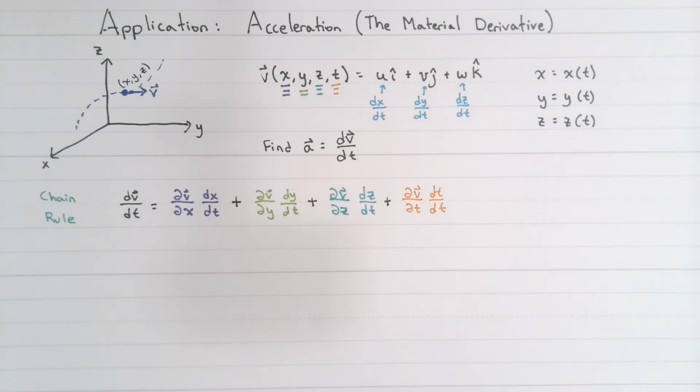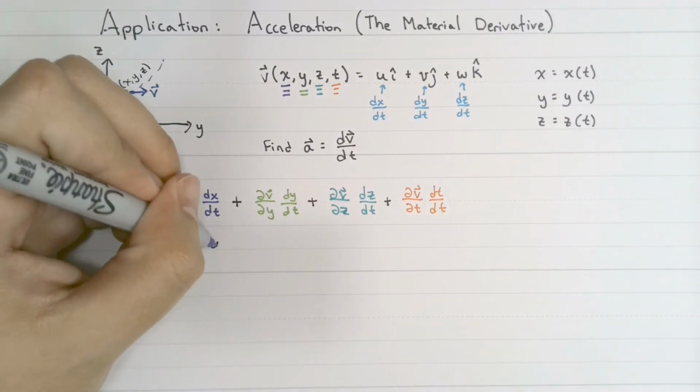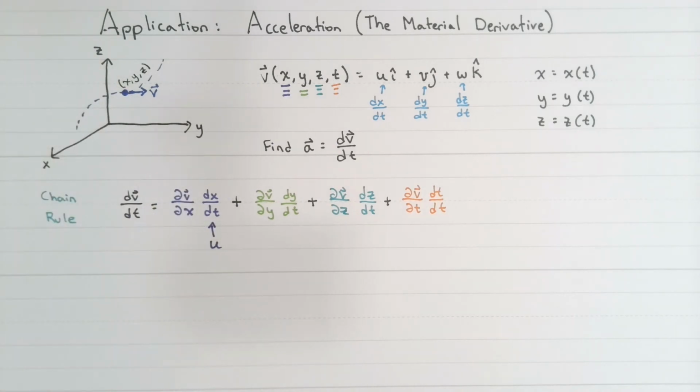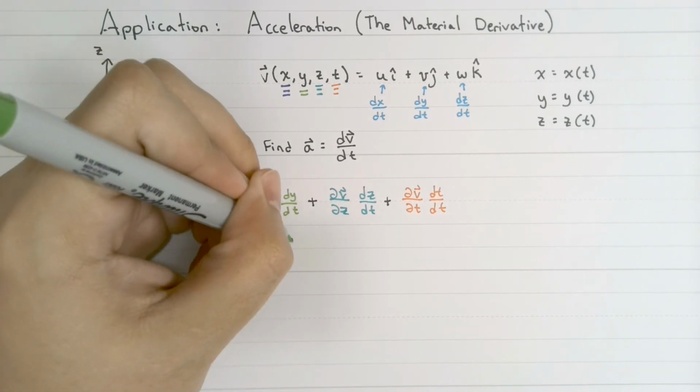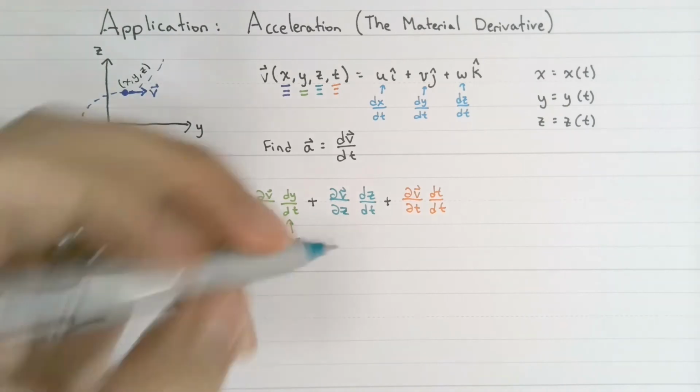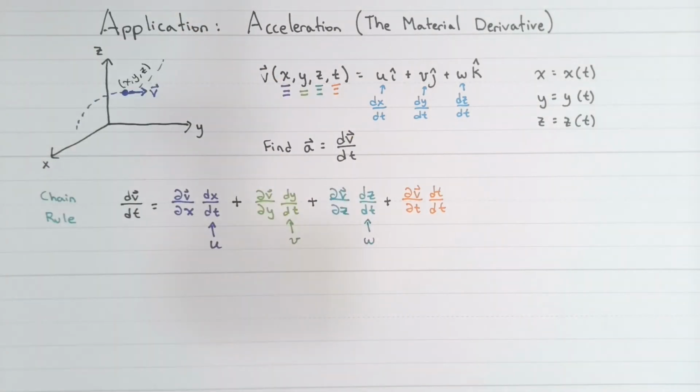However, you can note some things here. Note that dx over dt, the change in the x position of the fluid particle with respect to time, is simply the x component of the velocity. dy over dt is simply the y component of velocity. And dz over dt is simply the z component of the velocity.